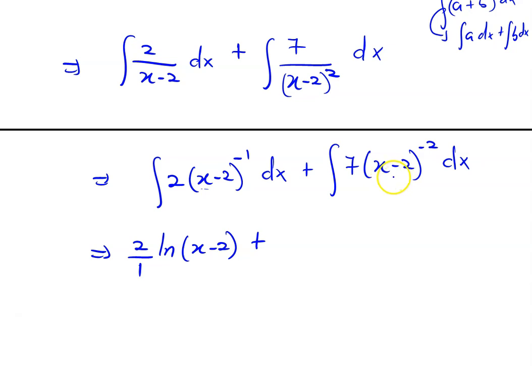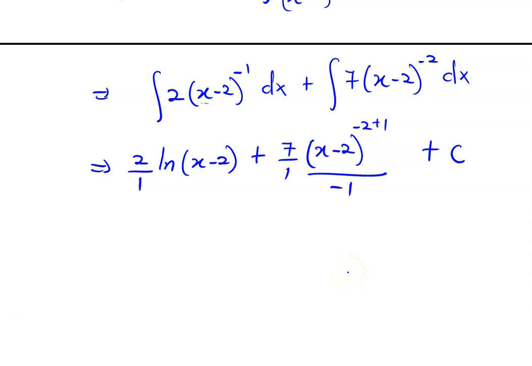What's inside here? If I should differentiate, I'm going to equally get 1. Right? I'm going to get 7 divided by 1. And this time, it's not going to be ln, because it's minus 2. We are going to get (x minus 2) exponent plus 1, all divided by the result, which is going to give us minus 1. Right? Then we have our plus c. Do you get it? Yes.